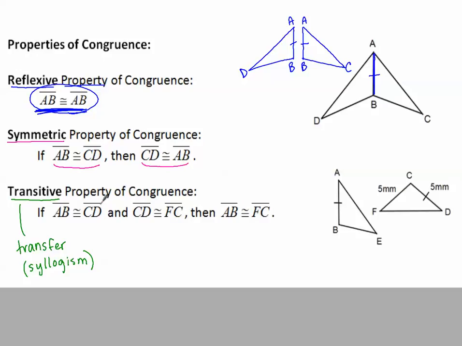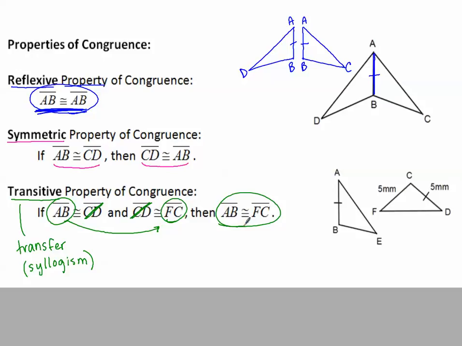Notice what we did. Both of these are congruent to the same segment. CD is like the link in the chain, so now I can connect from one of them to the other one. Similar to the law of syllogism, going from the beginning of the story to the end of the story, this one transfers to this one. Connecting those two gives me that conclusion.